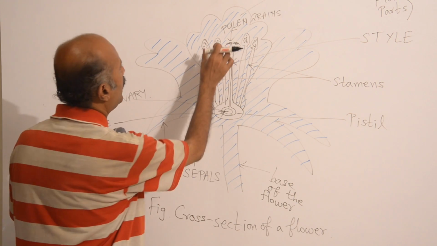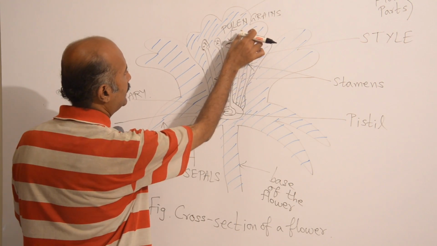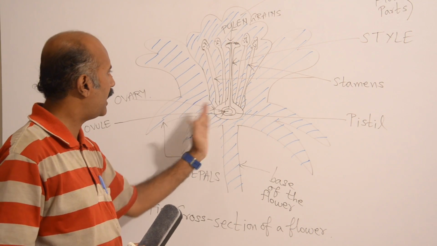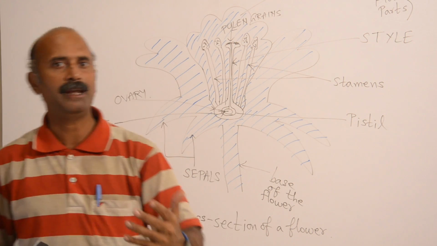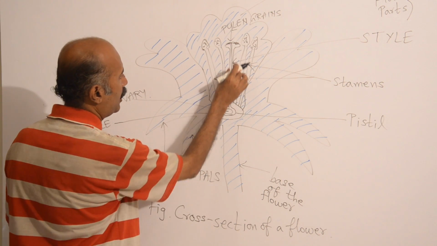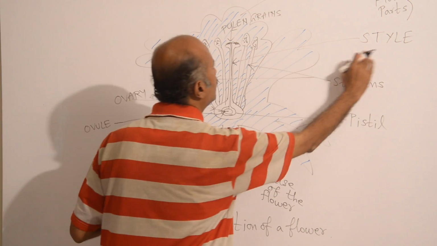So these parts are the male parts. They are known as stamens. And the central part is known as the pistil. That's the female part. Now, this long tube on the female part is known as the style.